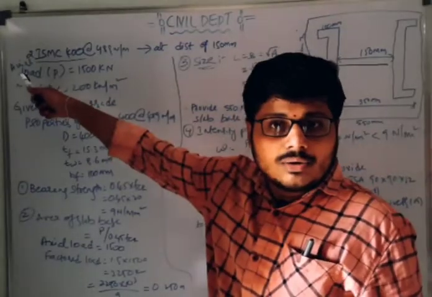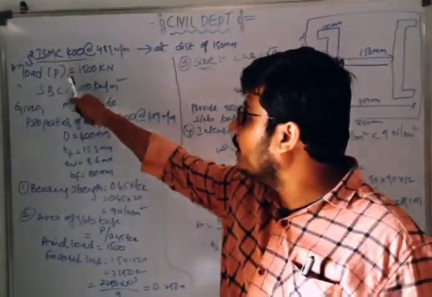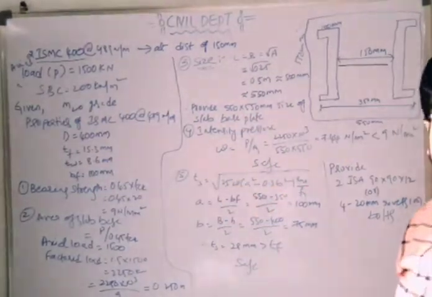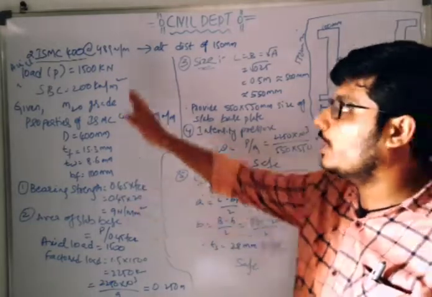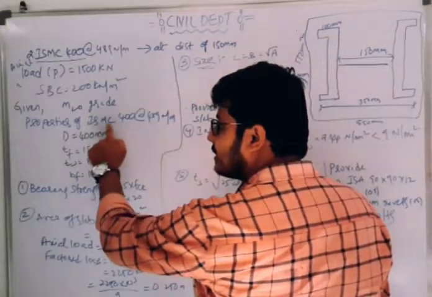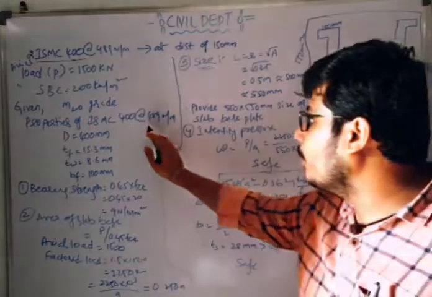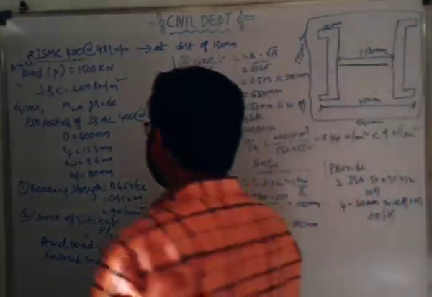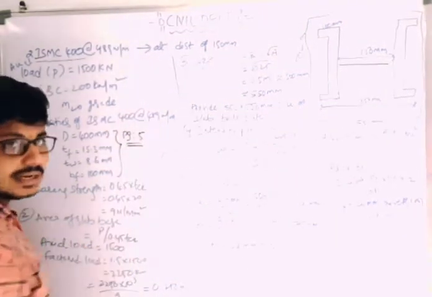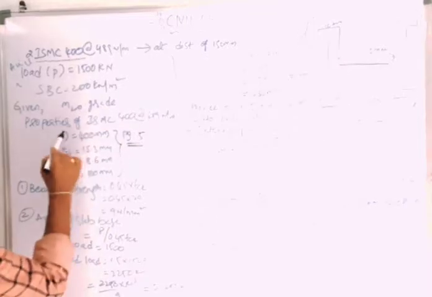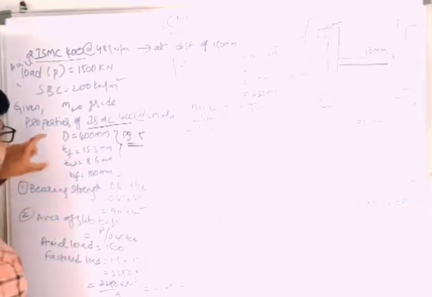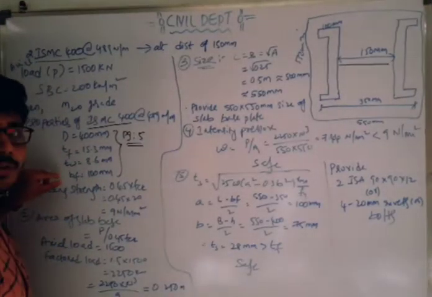And the load is axial load, not factored load. Here axial load P is 1500 kilonewtons. Next, safe bearing capacity is 200 kilonewton per meter square. First you should write the given data and the properties of the given section. Properties of the given section: ISMC 400 at the rate of 489 Newton per meter. These values are taken from the table book, page number 5, where we get the values of ISMC 400: D, TF, TW, BF, that is, depth, thickness of flange, thickness of web, width of flange.